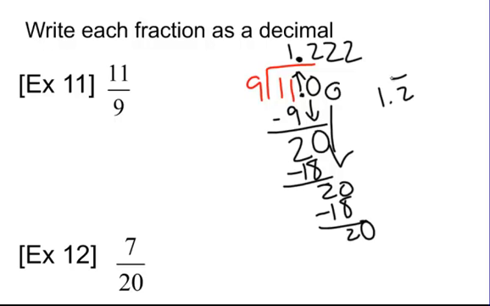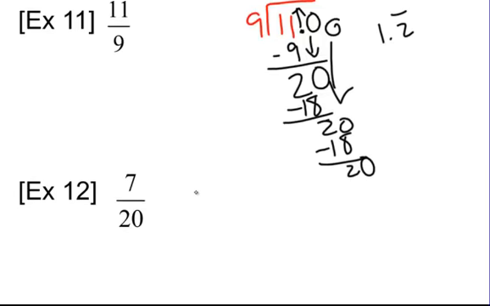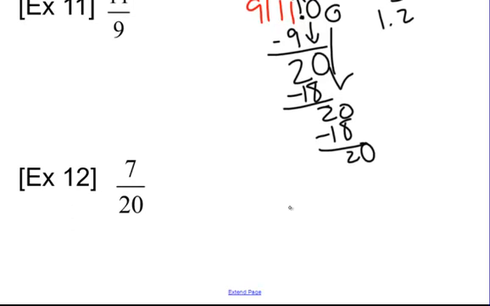It's 1.2 repeating. And I knew this was going to be over 1 because the numerator was greater than the denominator. Like in number 12, I know the denominator is bigger than the numerator. So I know it's going to be under 1. So let's see. So how many times does 20 go into 7? Well, 20 doesn't go into 7, so I'm going to make my decimal right there. Bring the decimal up. So 20 doesn't go into 7, so that's going to be 0.